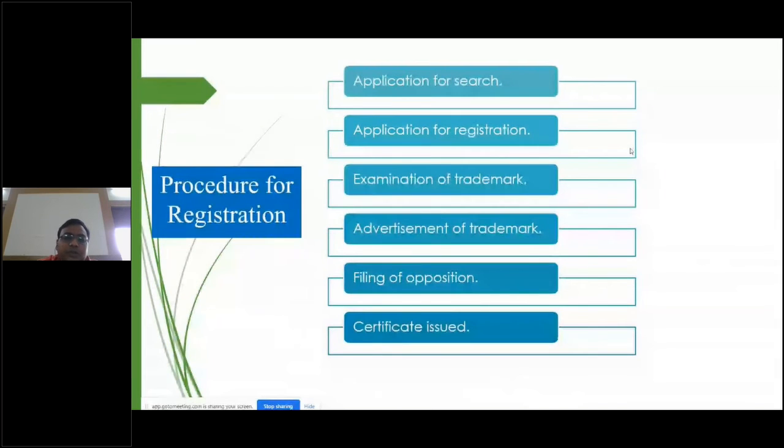The procedure includes the various steps in the patent or trademark application. When we are going to file an application to register a trademark, there will be a step of searching whether similar trademarks exist or not. Then application for registration, examination of the trademark, advertisement of the trademark, filing of opposition, and certificate issue. All the steps. By the time you get the information, you are going to process.